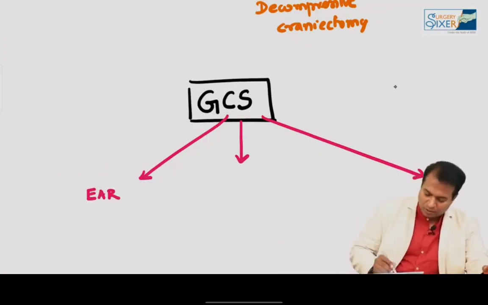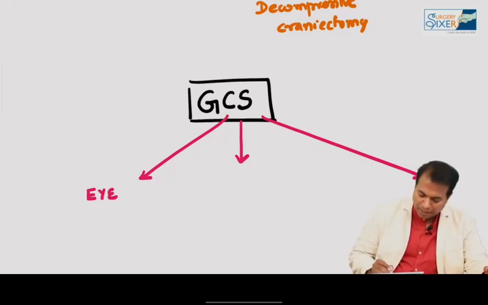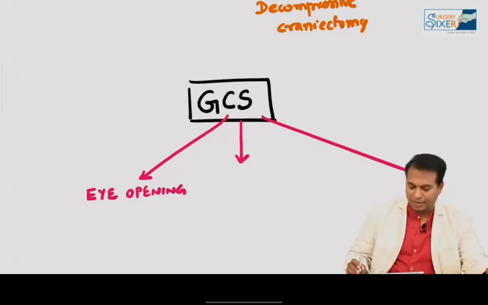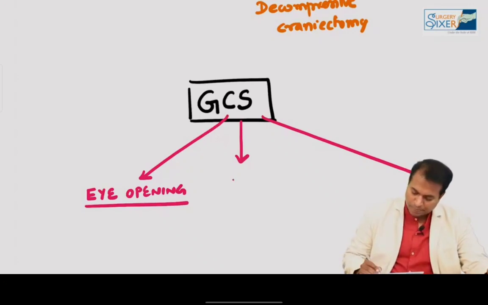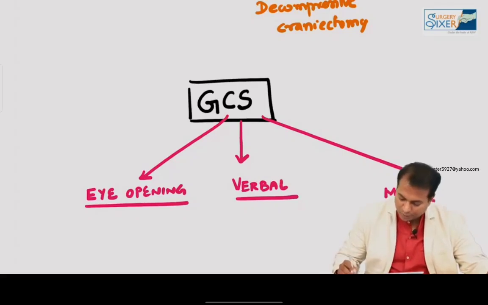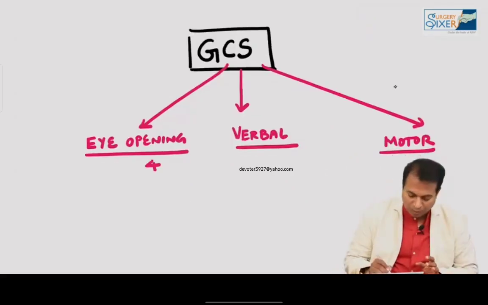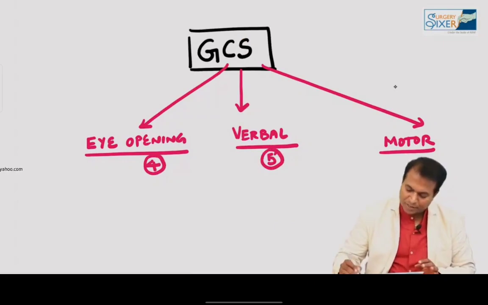Please don't forget the 3 points in GCS: eye opening, verbal response and motor response. These are the 3 things I am going to see. Eye opening I am going to give 4 points maximum, verbal 5 points, motor 6 points.